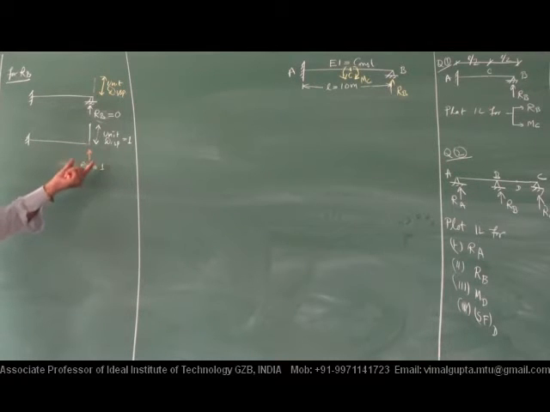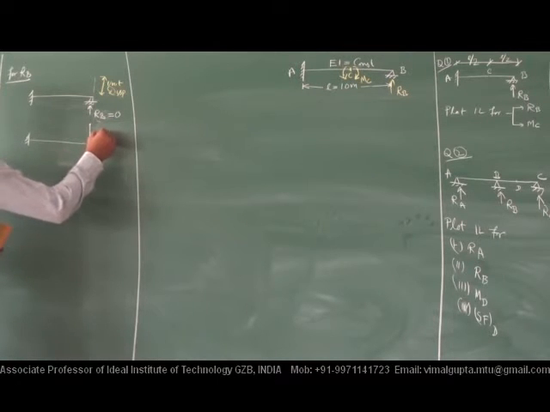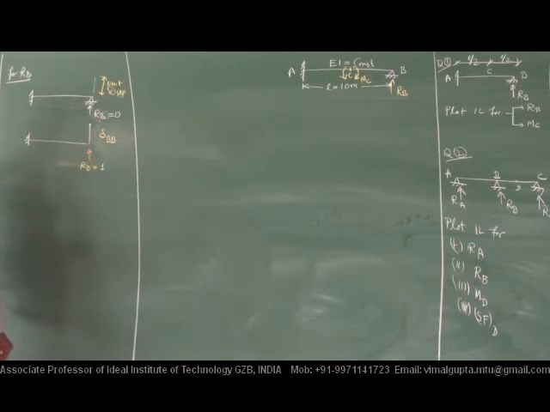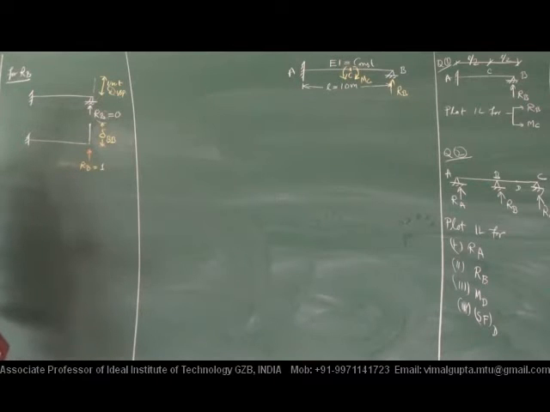So what do we do? We have the unit load applied here, and the displacement has been calculated, and suppose it is del BB. Suppose it is del BB. Clear?